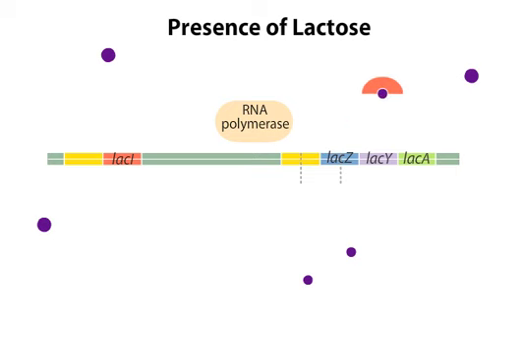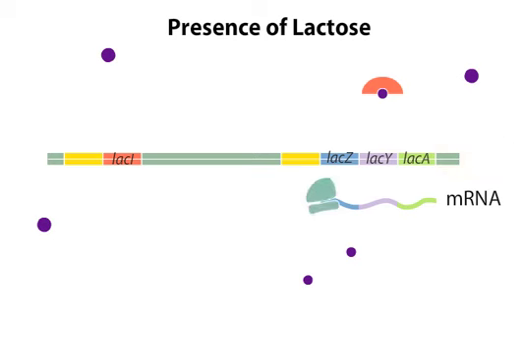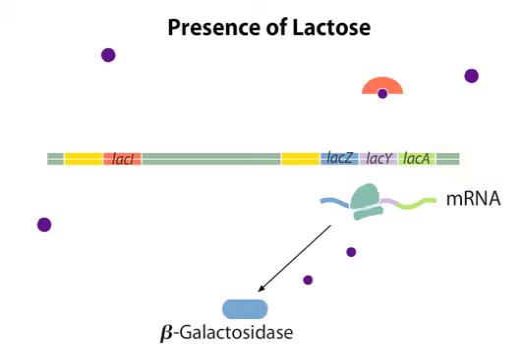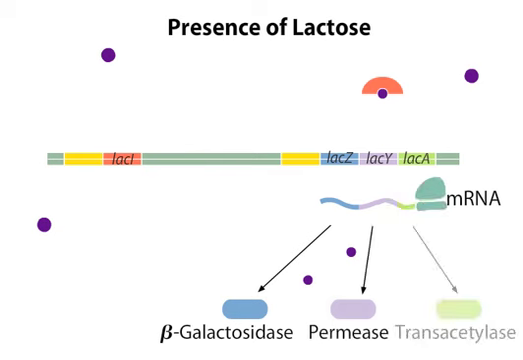With the operator site open, RNA polymerase is able to bind to the operon promoter and transcribe the structural genes. The resulting mRNA is then translated, leading to the production of the three enzymes, beta-galactosidase, permease, and transacetylase, encoded by Lac-Z, Lac-Y, and Lac-A, respectively.